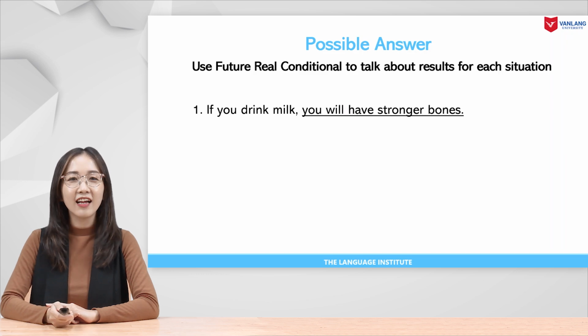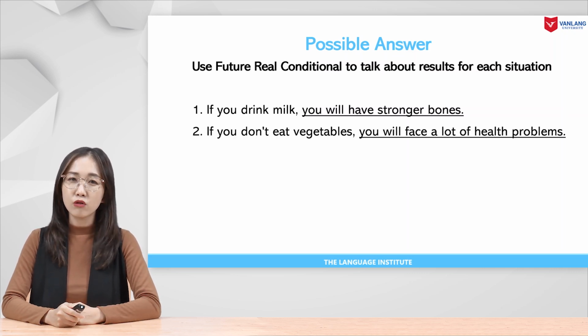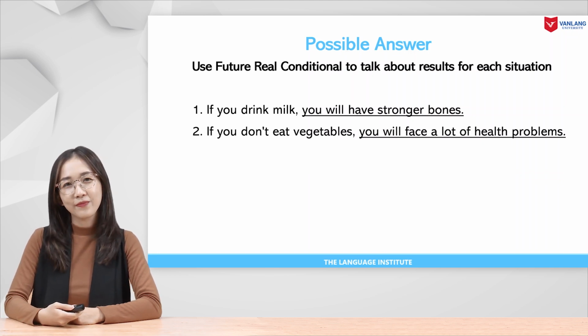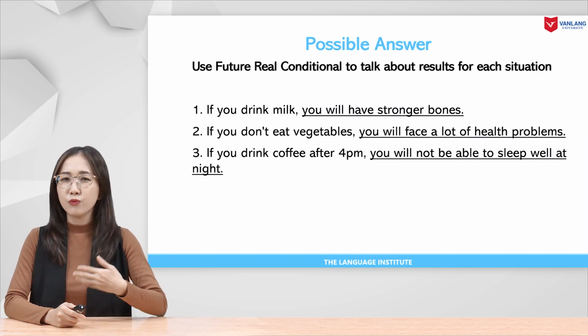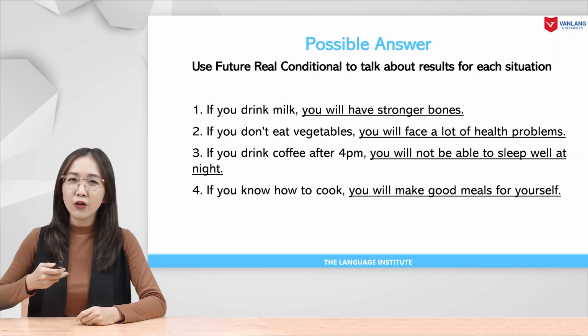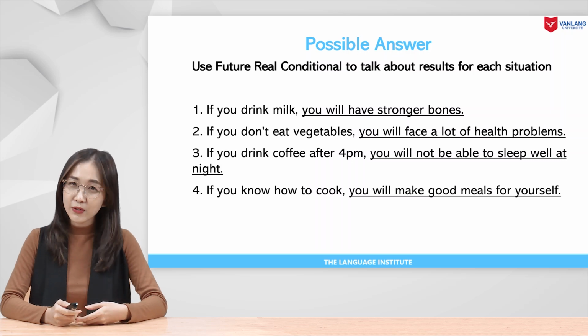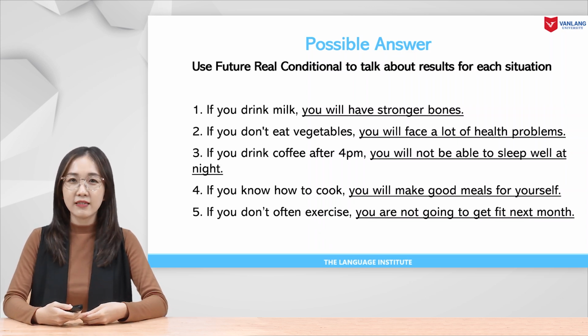Let's check it out. Number 1. If you drink milk, you will have stronger bones. Number 2. If you don't eat vegetables, you will face a lot of health problems. 3. If you drink coffee after 4 p.m., you will not be able to sleep well at night. 4. If you know how to cook, you will make good meals for yourself. And 5. If you don't often exercise, you are not going to get fit next month.